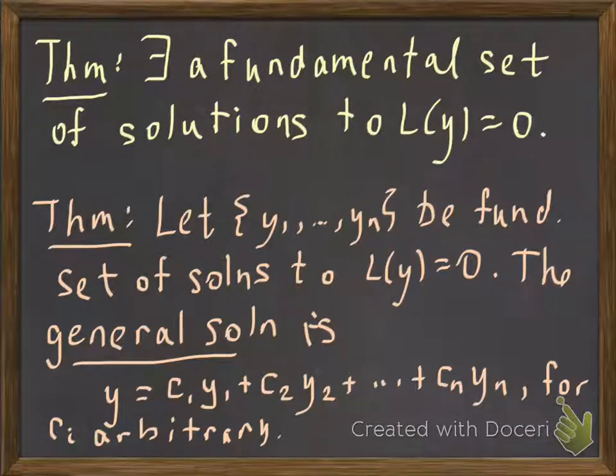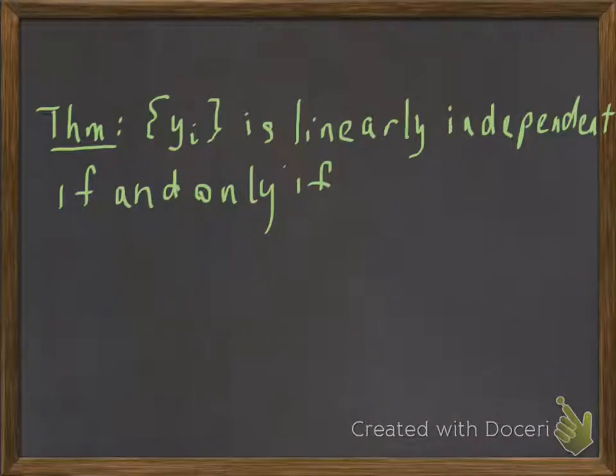Namely, the general solution is y equals c1y1 plus c2y2 plus ... cn yn, and the ci's can be anything. So that tells me for a given, let's be precise here, nth order linear homogeneous ODE, if I have a fundamental set of solutions, then the most general solution can be written as a linear combination of those. And again, if you've seen some linear algebra, this should not be a surprising fact.